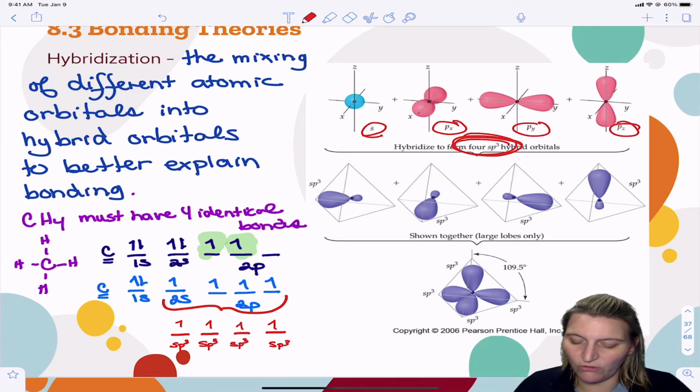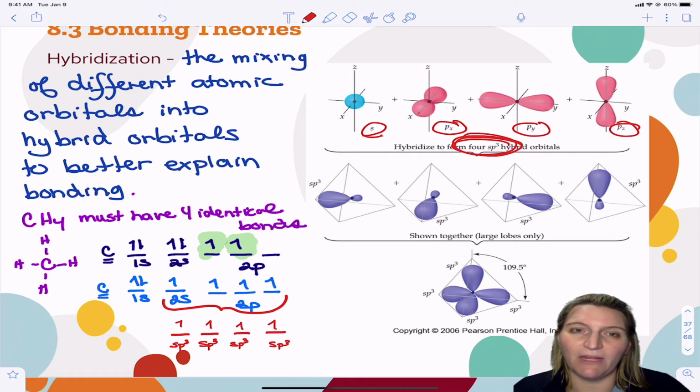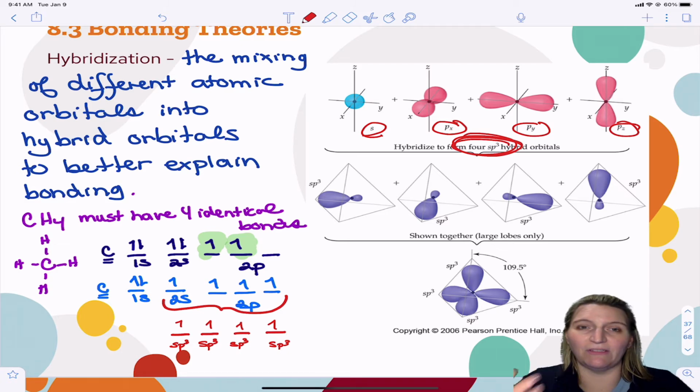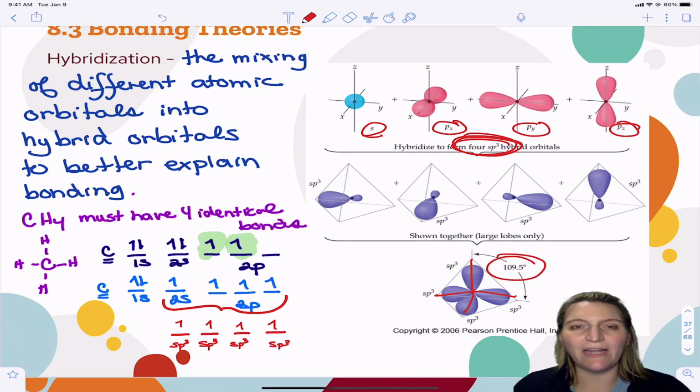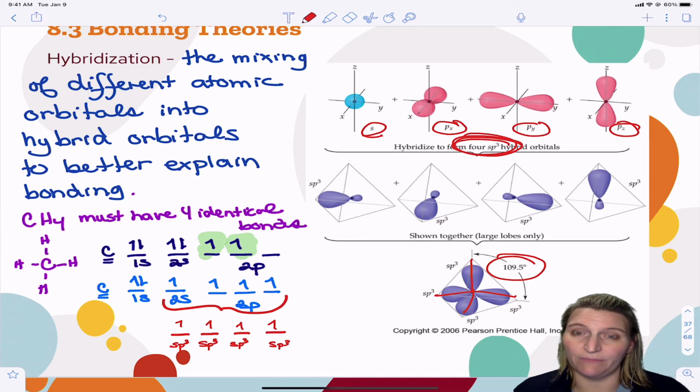The tetrahedral shape is kind of like a pyramid, right? Like the pyramids, but a pyramid has 5 sides, and this is really just 4 sides. So there are 3 triangles coming together and then a triangle making the bottom. So what that means is that these hybrid orbitals are all 109.5 degrees from each other.